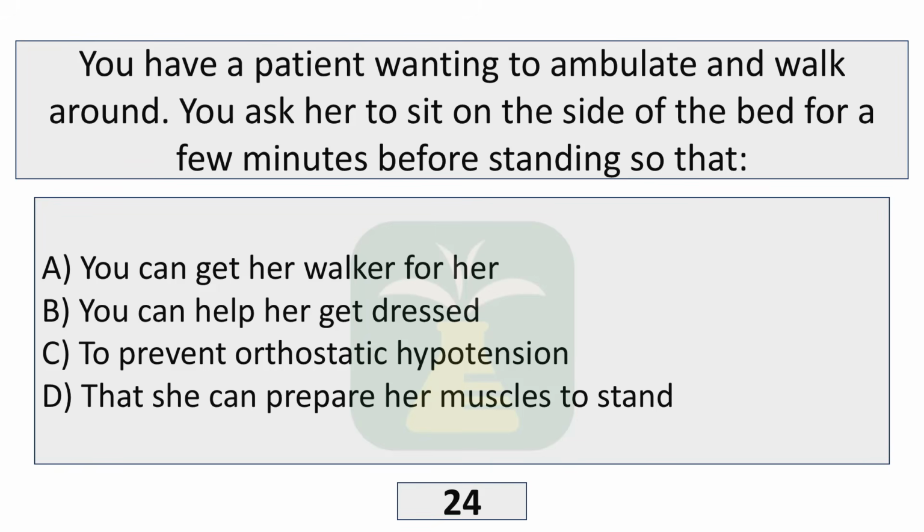You have a patient wanting to ambulate and walk around. You ask her to sit on the side of the bed for a few minutes before standing so that A. You can get her walker for her. B. You can help her get dressed. C. To prevent orthostatic hypotension. D. That she can prepare her muscles to stand.